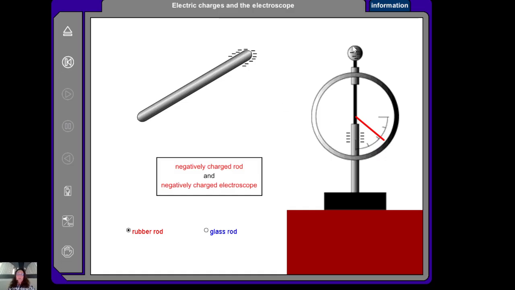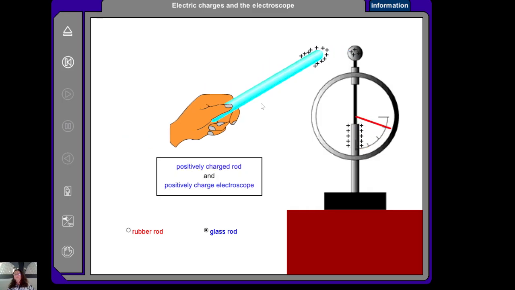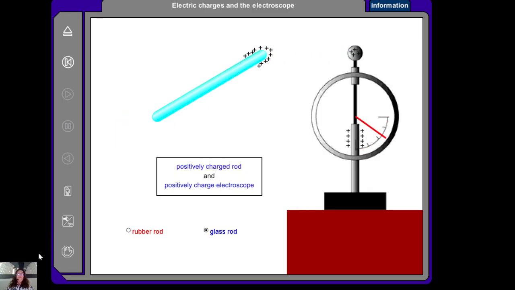Now, if you ground, I don't know how you can ground it, but if you ground, it will come back. You can do the opposite here. So now it's negatively charged, positively charged. Boom. And now it's the opposite.